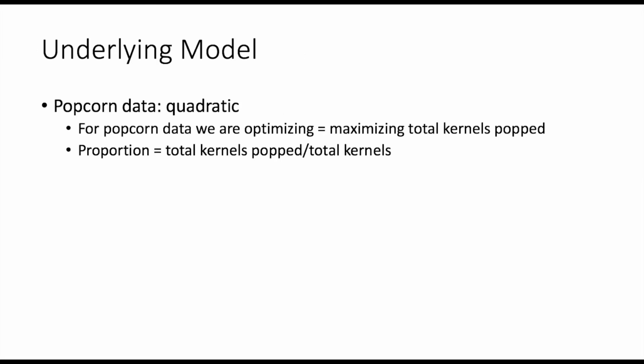For our example using JMP, we use the popcorn dataset. The underlying model is quadratic. For popcorn data, we are optimizing, so we are maximizing the total number of kernels popped. This is a response surface method DOE. We are also using a proportion because it is the total kernels popped over total kernels.